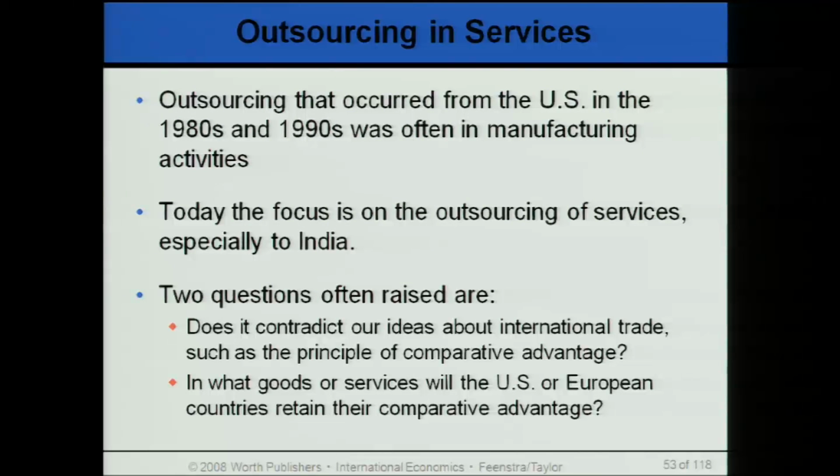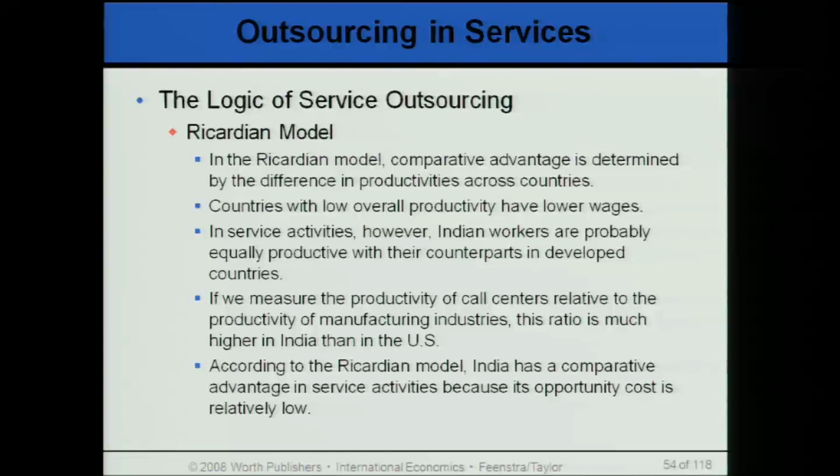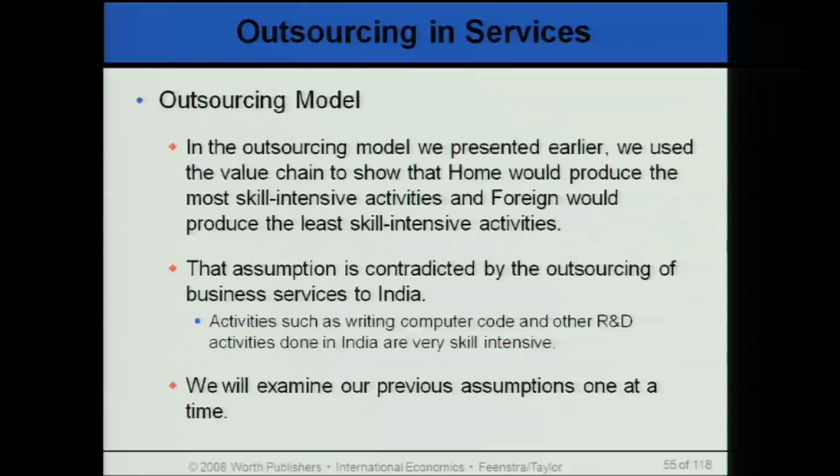Even India has an advantage in production of services because it has higher productivity in the service sector. In service activities, Indian workers are probably equally productive with their counterparts in developed countries. If we measure the productivity of call centers relative to the productivity of manufacturing industries, this ratio is much higher in India than in the US. So according to the Ricardian model, India has a comparative advantage in service activities because its opportunity cost is relatively low.